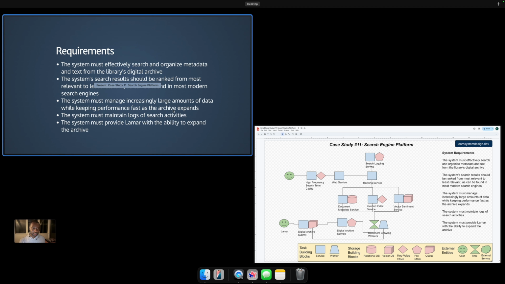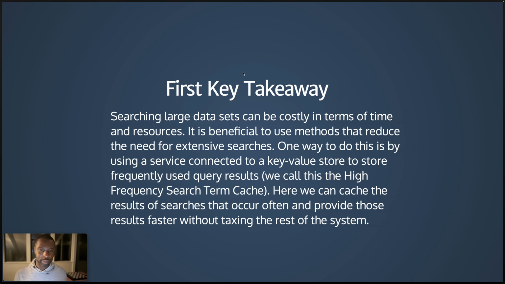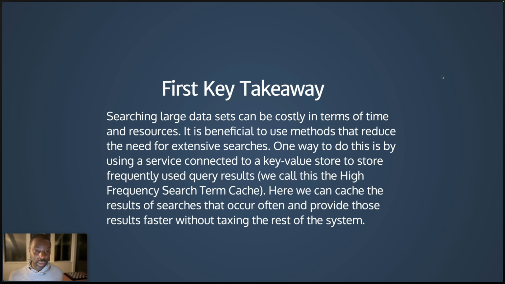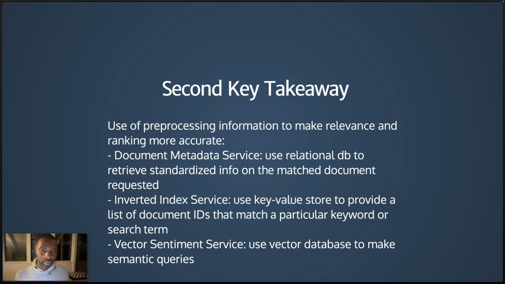All right, so let's go to the takeaways. First key takeaway: searching large data sets can be costly in terms of time and resources. It is beneficial to use methods that reduce the need for extensive searches. One way to do this is by using a service connected to a key value store to store frequently used query results. We call this the high-frequency search term cache. Here we can cache the results of searches that occur often and provide those results faster without taxing the rest of the system.